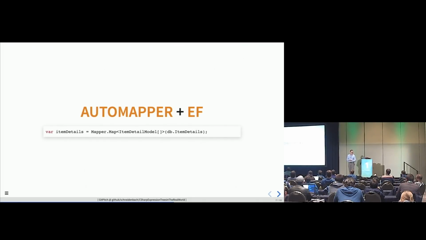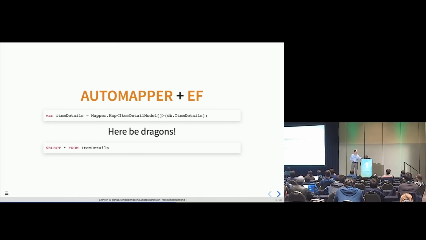So we can combine AutoMapper and Entity Framework and call mapper.map, item detail model, give it the type item detail model. It will say, oh, you're giving me a set of item details. I know that I'm going to translate them into an item detail model and return the right data. But here be dragons.